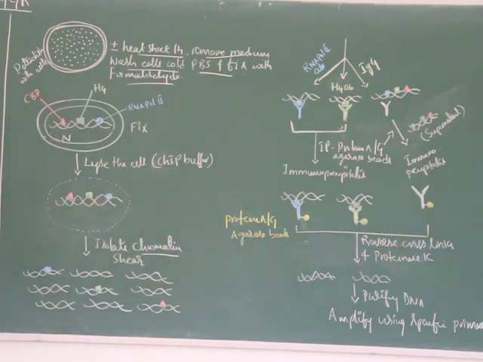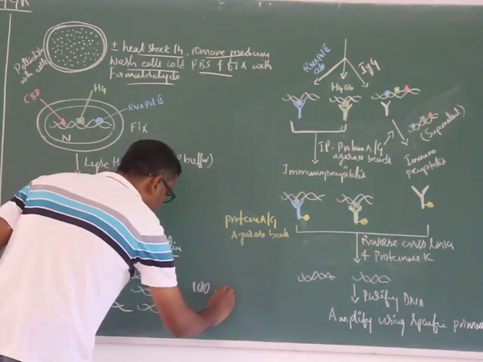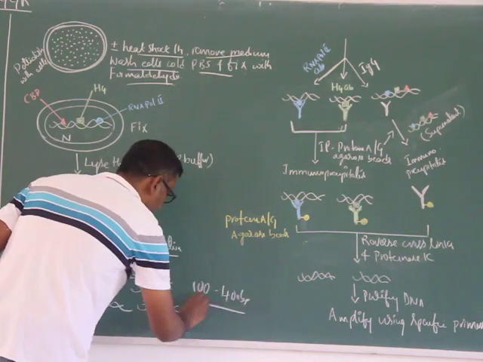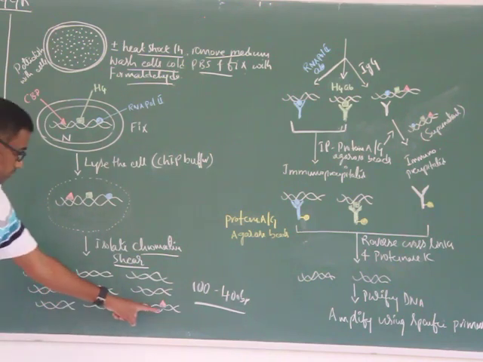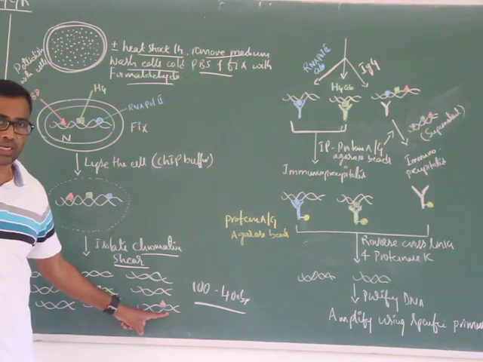Next, isolate the chromatin. Once you lyse the cell, isolate the chromatin. There are several protocols to isolate chromatin. Then shear or use restriction digestion. Once you digest the isolated chromatin, you get pieces of chromatin in the range of 100 to 400 base pairs. Some fragments contain RNA polymerase II, some contain H4, and some contain CBP, the CREB binding protein.